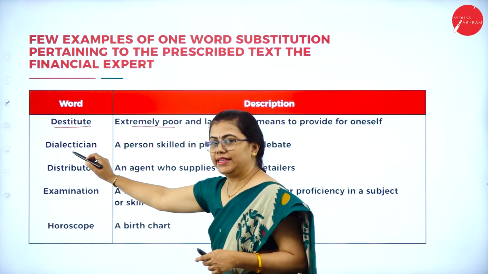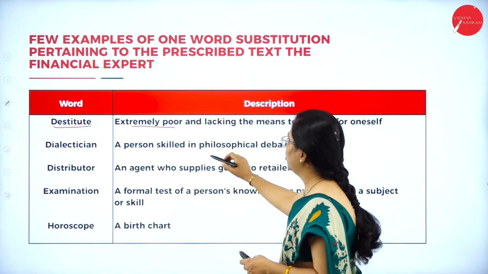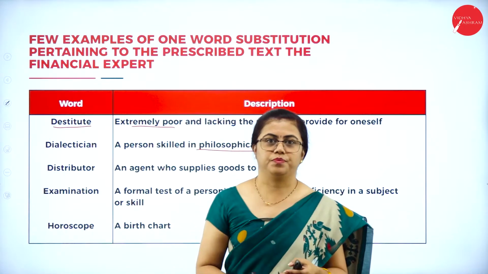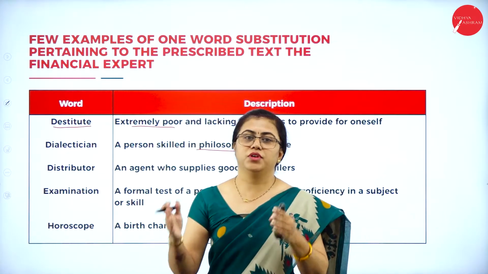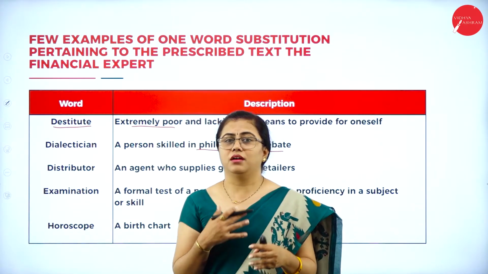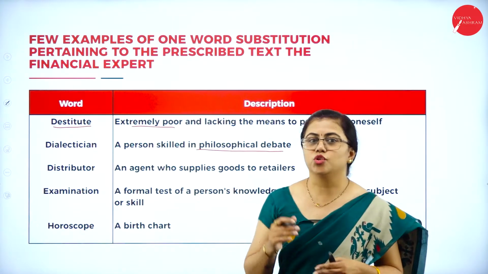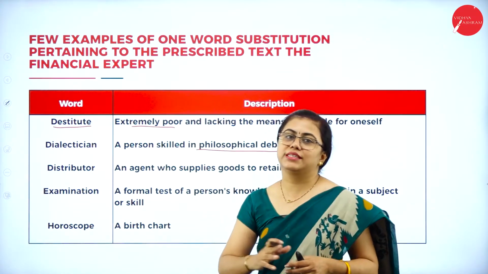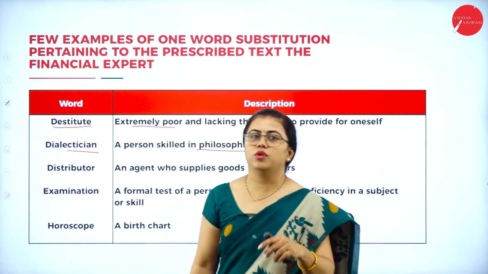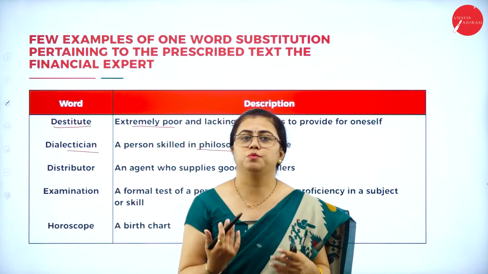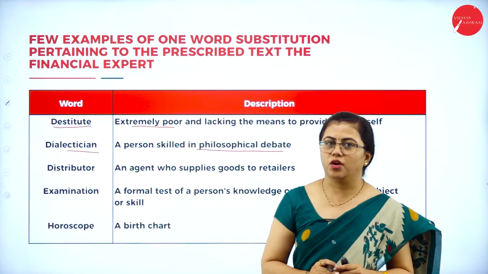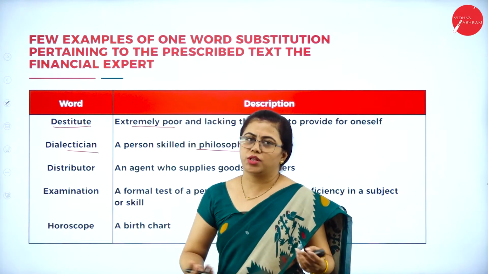Then we have dialectician. A dialectician is a person who is very good at philosophical debate, who speaks a lot of philosophy. He goes on talking about life, how you should lead a life, and what the necessities are for a good life. All these, philosophy, are too high to understand. Such a person who is very skilled at speaking about that is called a dialectician. Dr. Paul was a dialectician, you can say. He used to speak about life so much that he was able to write a book also. So you can write that Dr. Paul was a dialectician.